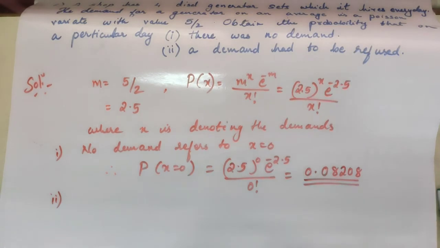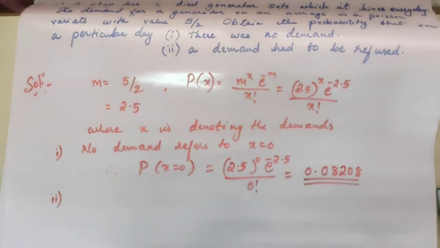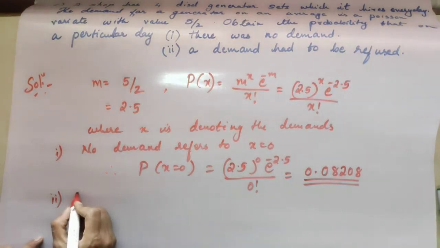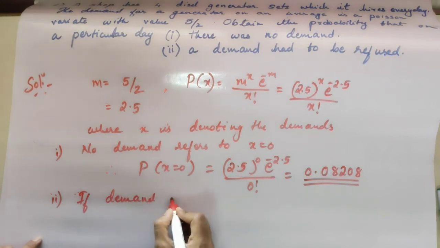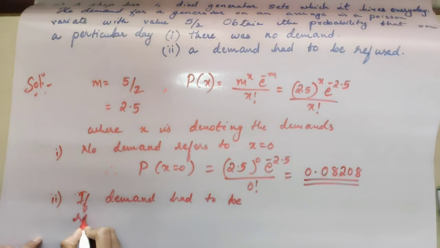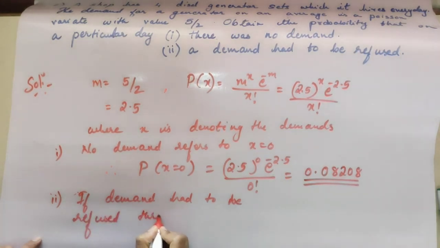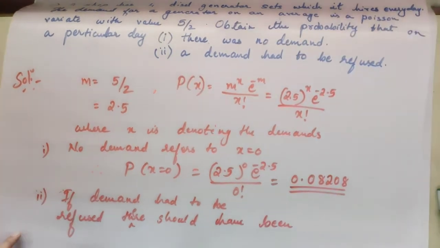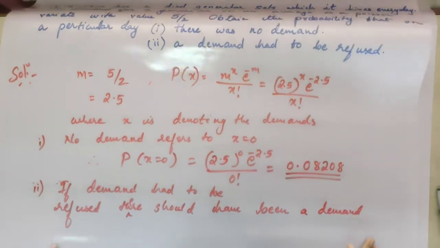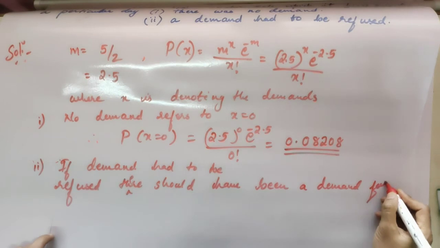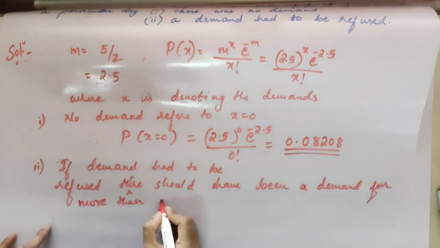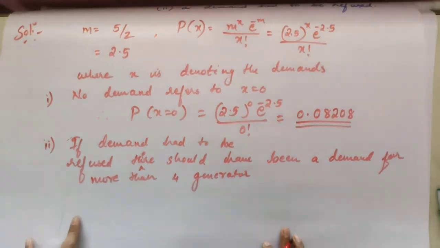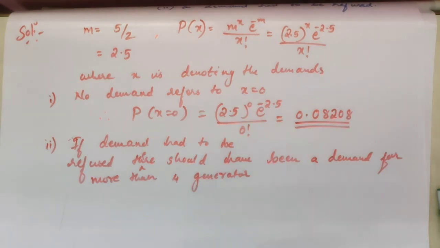Similarly, the second part: the demand had to be refused. It means that all 4 generators were already hired, and then another person came with the same demand, and the person had to be refused. So if the demand had to be refused, there should have been a demand for more than 4 generators, because the maximum number of generators in the shop is 4.